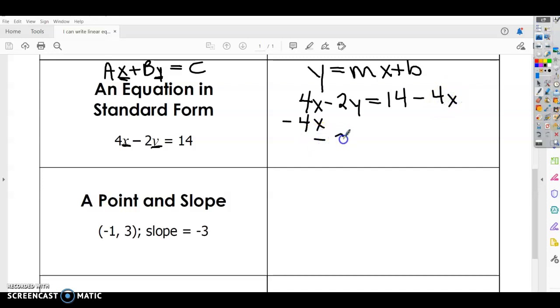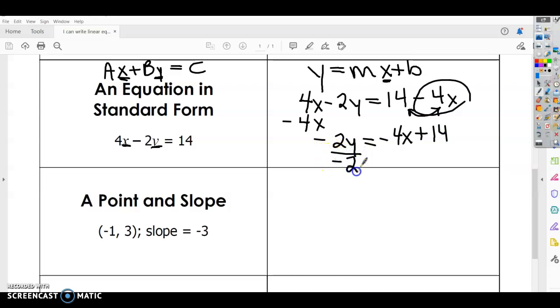So that leaves us with -2y equals, and we can leave this as 14 minus 4x, or if we look, we know we're going to have our slope first. So I'm going to go ahead and switch this. The order doesn't matter, but I'm going to put the -4x first, and then plus 14 after that. So it kind of gets it set up to be in the correct form already.